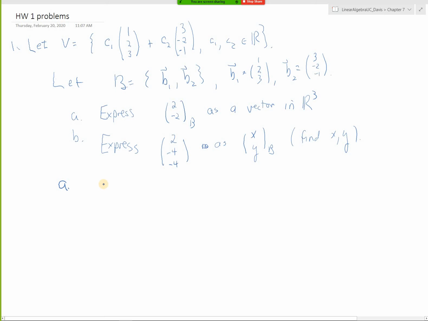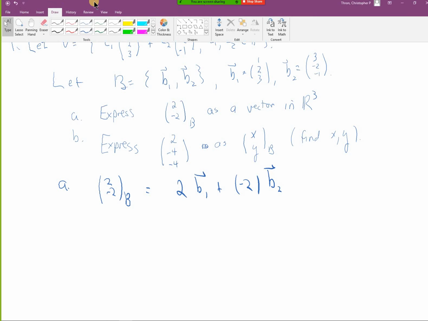What this means is just 2 minus 2b. The meaning of this is 2 times b1 plus -2 times b2. That's what it means. So just to make sure we're on the same page, can you tell me what that is?